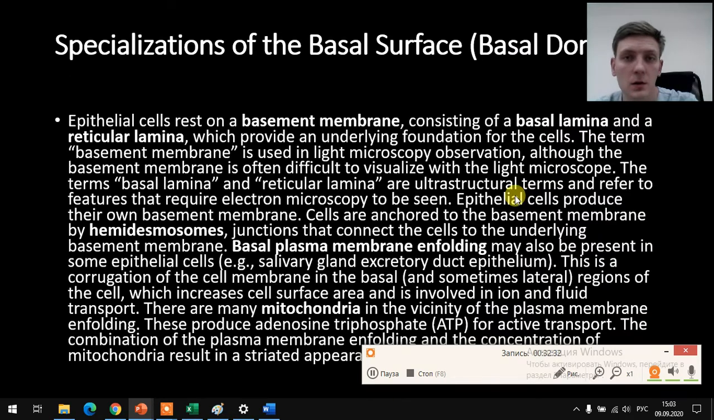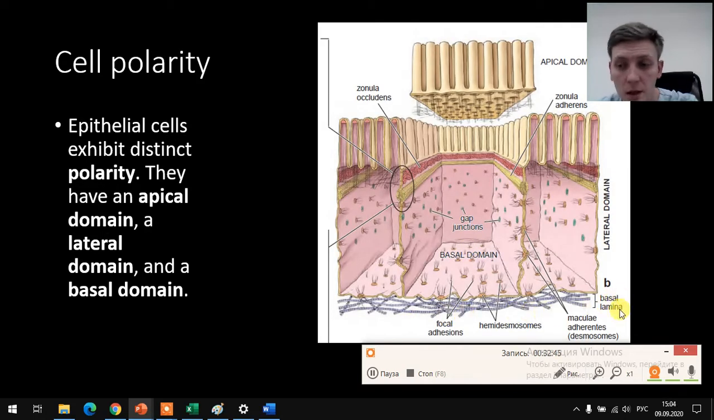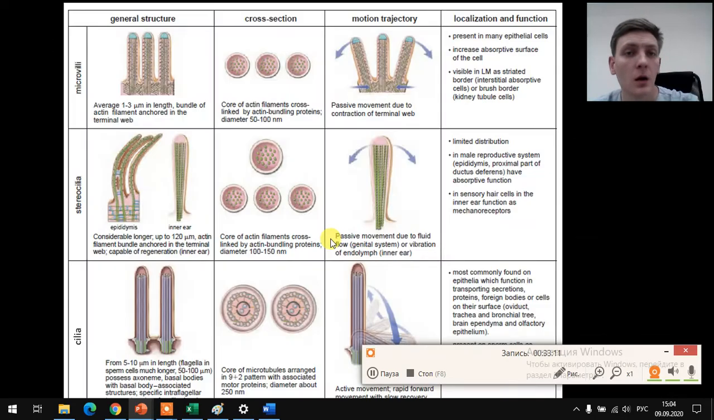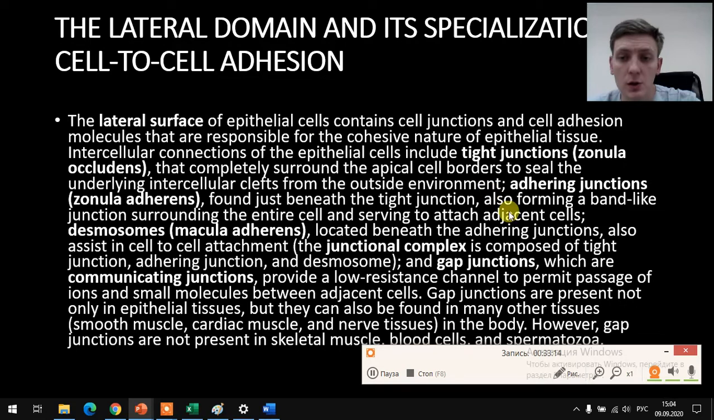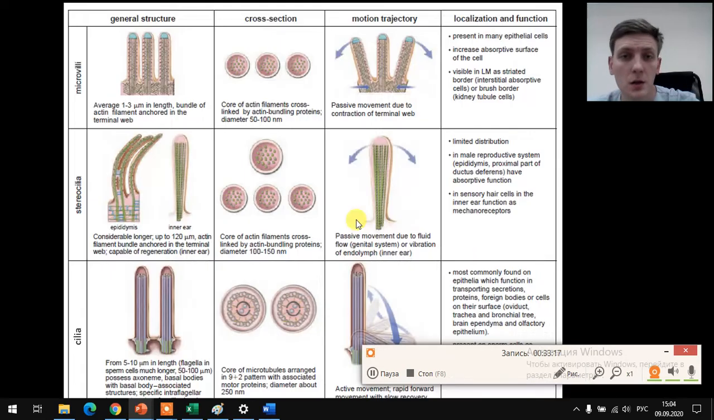Okay, let's look at the specialization of the basal surface. One thing: a basement membrane is composed of two components, as shown here. It's the basal lamina, but under the basal lamina we have the reticular lamina. For now it gives you nothing, but later in the connective tissue topic I will discuss it in more detail. The basal lamina is a typical feature of epithelial cells, related to the attachment of epithelial cells to connective tissue. Okay. Lateral domain specialization: here you can find the information about it, but let's move forward.